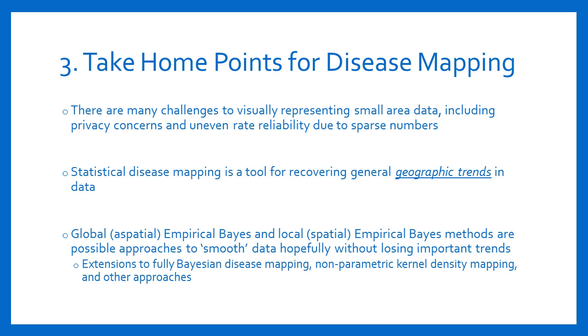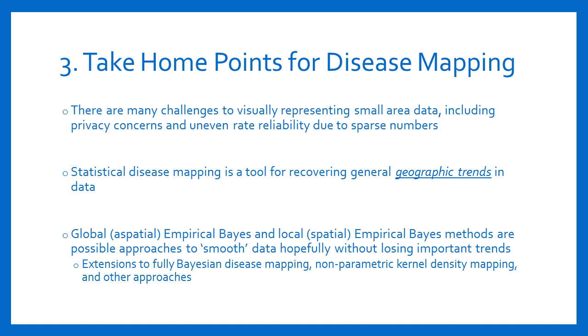Okay, so some take-home points from the disease mapping and from this idea of tools we can use to produce these smoothed maps. The first is that there are many challenges to visually representing these small area data, and privacy concerns is one, but the uneven rate reliability is really an important one, and it's one that we shouldn't ignore. Statistical disease mapping is one approach for recovering general geographic trends in data. It doesn't necessarily tell you the exact answer for every single county. What it does do is recover geographic variation, places, regions that are higher or lower.